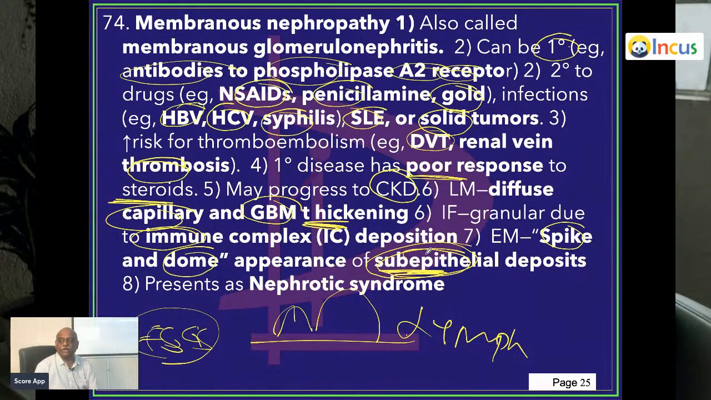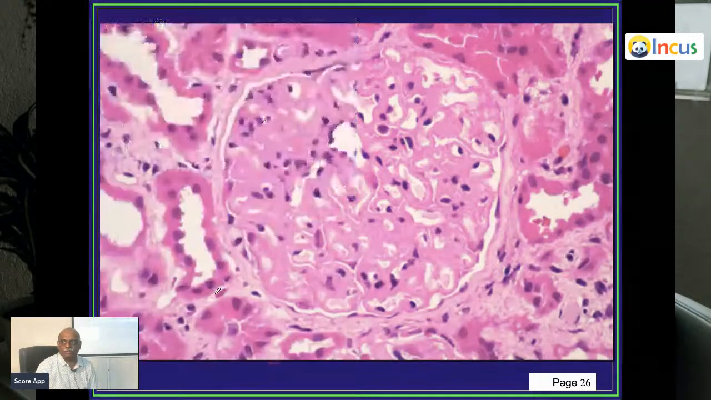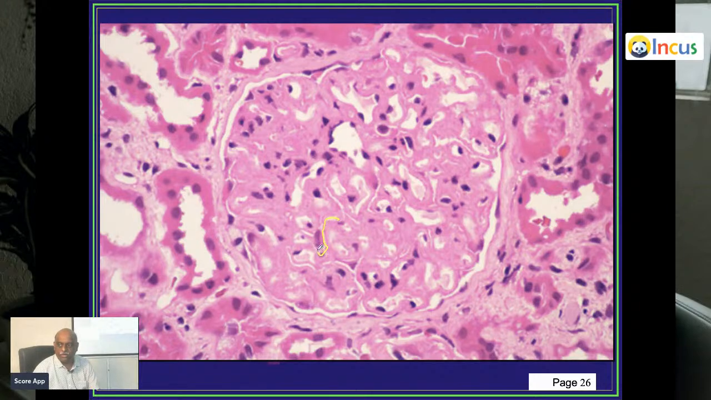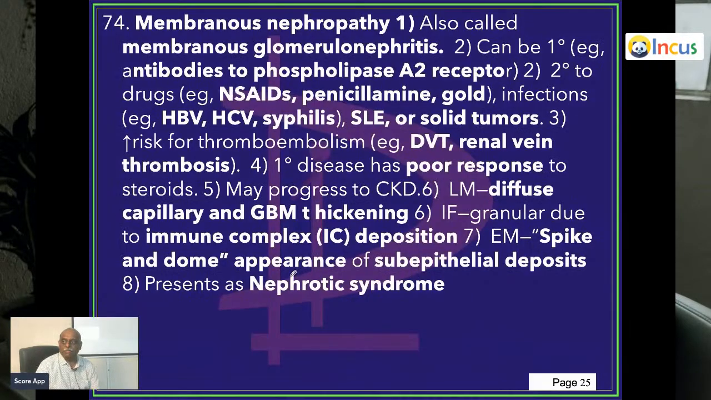Subepithelial deposits are what you are able to see, and it presents with nephrotic syndrome, is what you should remember. So, doctor, this is what you can see: the glomerular basement membrane is grossly thickened in membranous nephropathy, is what you need to remember.